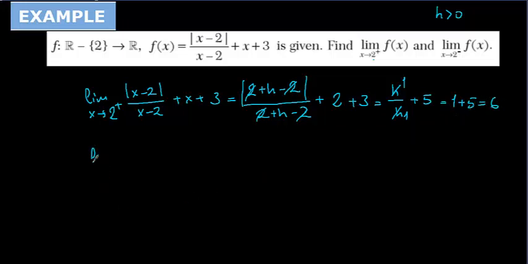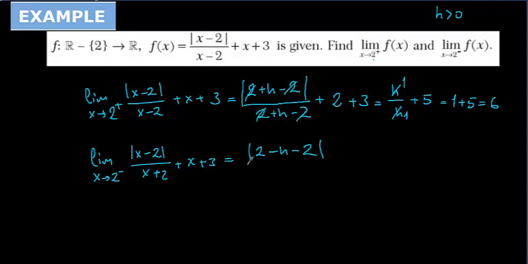And for the second one, limit x tends to 2 from the negative side, again absolute value of x minus 2 over x minus 2 plus x plus 3. This time we have 2 minus, so in the absolute value part I'm going to use 2 minus h method. At the undefined part, 2 minus h minus 2 over 2 minus h minus 2. This 2 and this 2, they are going to simplify each other. Plus 2 plus 3, it's going to be.